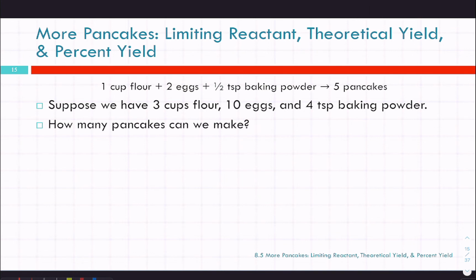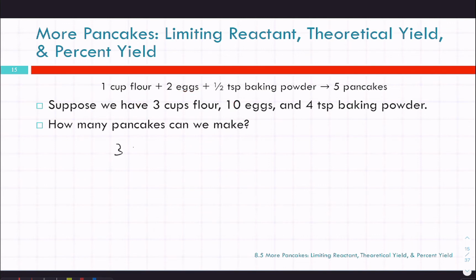In the real world, if you're doing this, you'd probably just start making pancakes and figure out how many you get to. But the way we can do this mathematically is to start with each quantity and work it out as if we have enough of everything else. So just using our 3 cups of flour, let's figure out how many pancakes we can make with that.